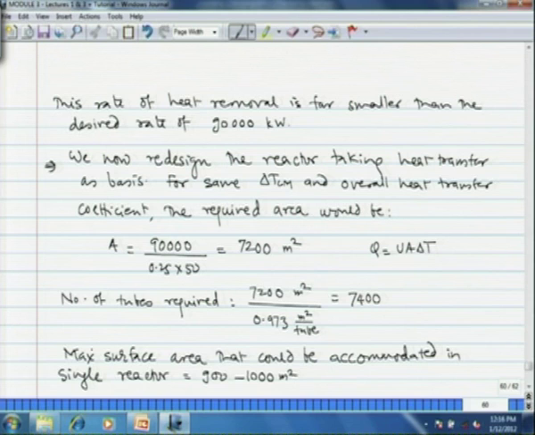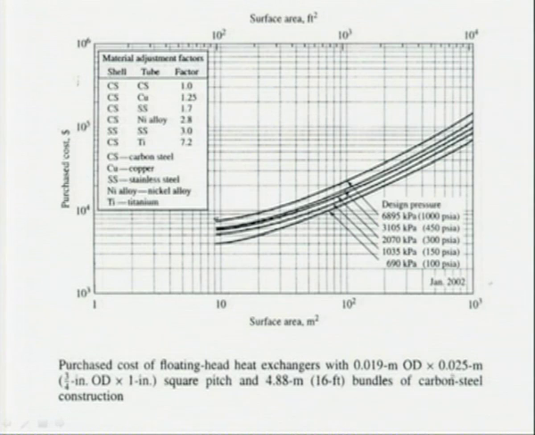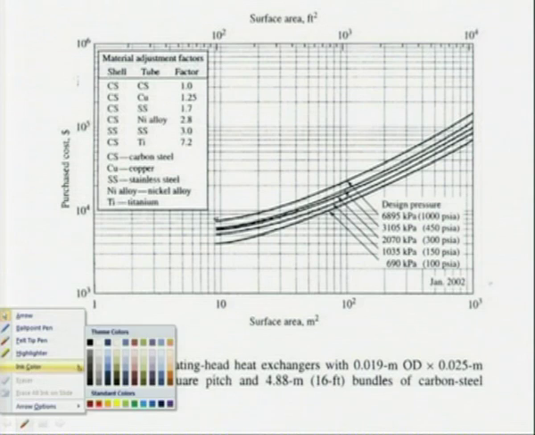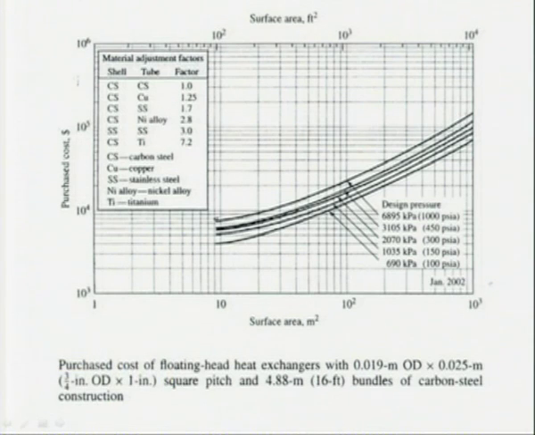Now, we have to go for cost estimation. We have been given cost correlations of a floating head heat exchanger. Now, here the diameter of the tube is 0.025 meter, 1 inch diameter, okay, square pitch, and 16 feet bundle of carbon steel construction. And now, you can see here that if you take 900 meter square as the area, then the typical cost that is possible is about, let us say, 1.5 into 10 to the power 5 dollars.